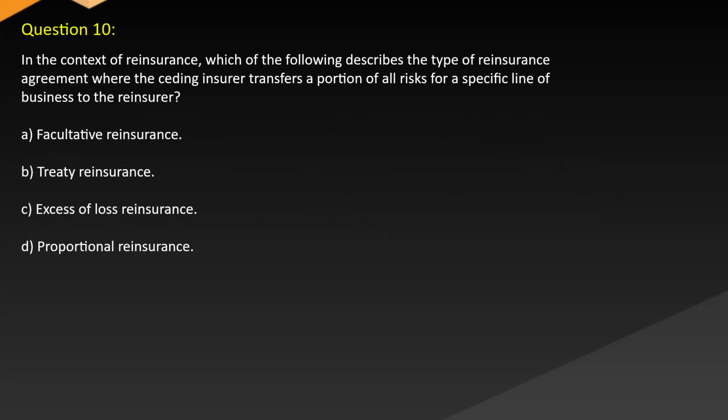Question 10. In the context of reinsurance, which of the following describes the type of reinsurance agreement where the ceding insurer transfers a portion of all risks for a specific line of business to the reinsurer? A. Facultative reinsurance. B. Treaty reinsurance. C. Excess loss reinsurance. D. Proportional reinsurance.